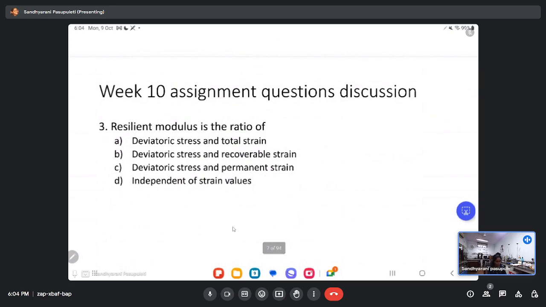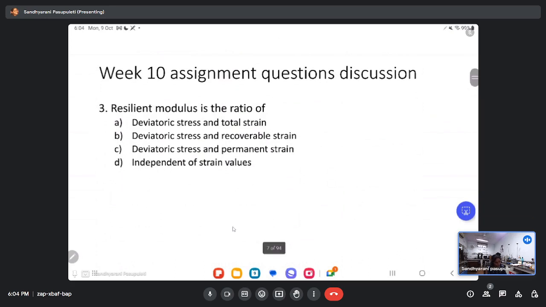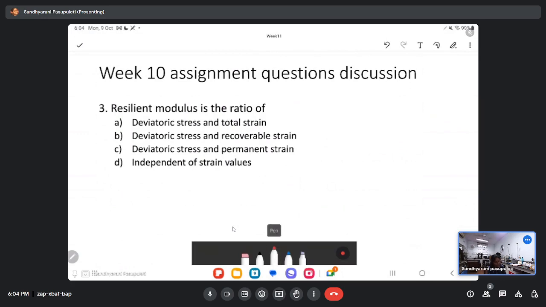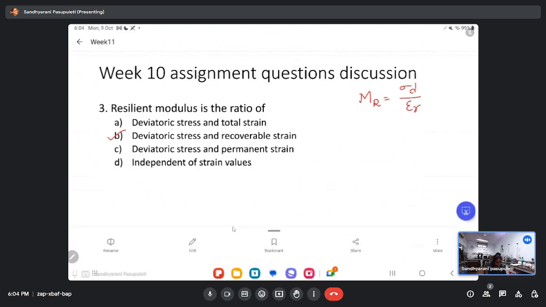Question: resilient modulus test is a ratio of what? We know how we determine the resilient modulus. So we assume that after a particular number of load cycles, the amount of plastic strain in the asphalt mixture remains constant. Thereby the elastic strain or recoverable strain is the strain we would be considering. So if we wanted to determine the resilient modulus, the stress would be the deviatoric stress, that is the net stress which we are applying on the sample or the material, and the recoverable strain. So the ratio of deviatoric stress and the recoverable strain is the resilient modulus.